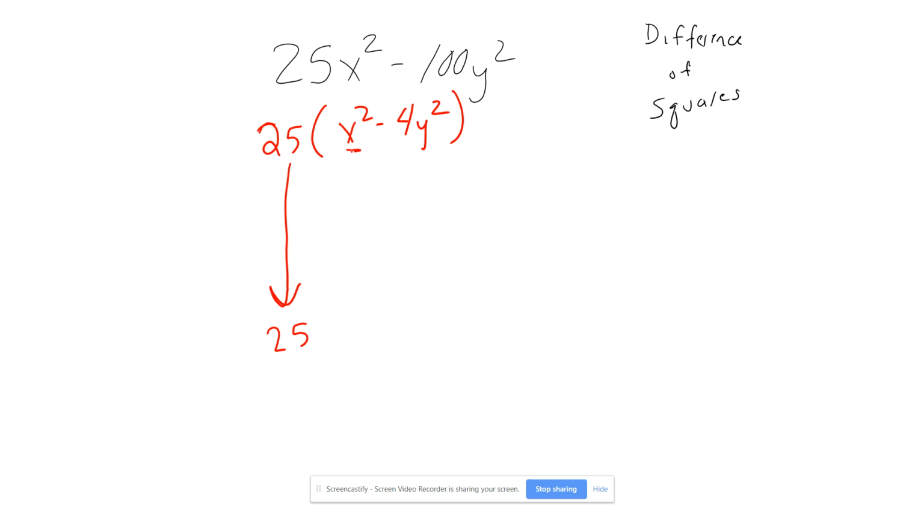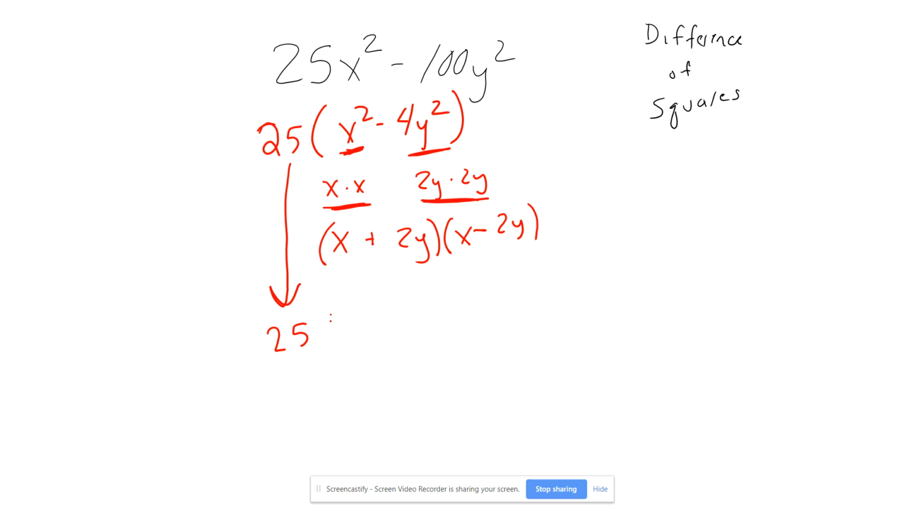So we analyze the first term, x squared, and realize that's x times x. And we analyze the second term and realize it's 2y times 2y. So with the trick of difference of squares, we're going to write two sets of parentheses. We're going to write an x in first, an x there. So that comes from the first term. And a 2y as the second term. And that came from the second term. We get a plus sign, we get a minus sign. So that's the difference of squares.